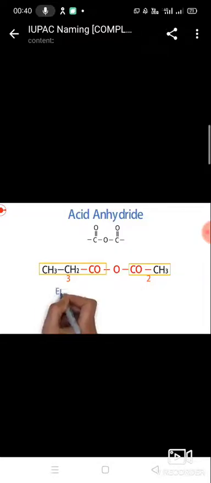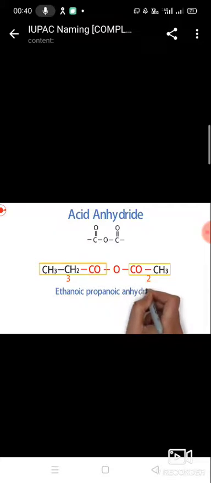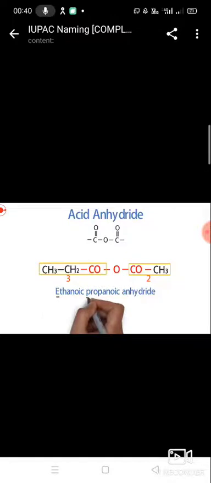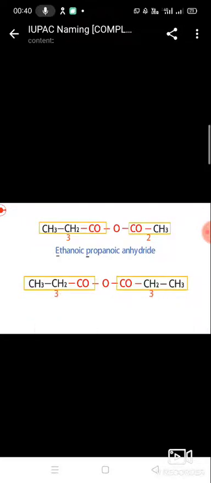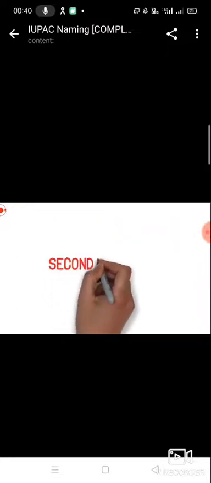Next, acid anhydride. Acid anhydride is CO, another CO, with the middle O group present. So here it contains COCH3, COCH2CH3. So ethanoic propanoic anhydride. The anhydride shows that it is an acid anhydride. Next, here how many carbon atoms are there in the groups? 3 carbon atoms. Here also 3 carbon atoms. So together we can say propanoic anhydride.